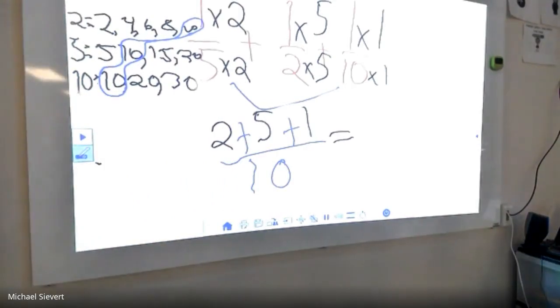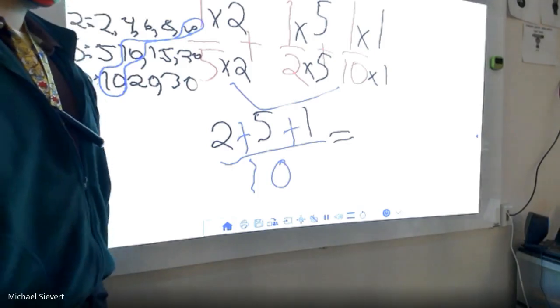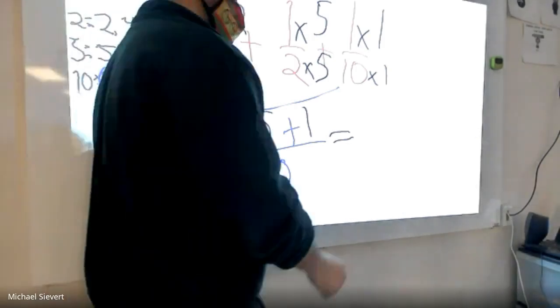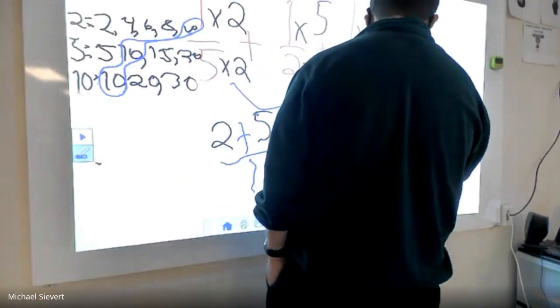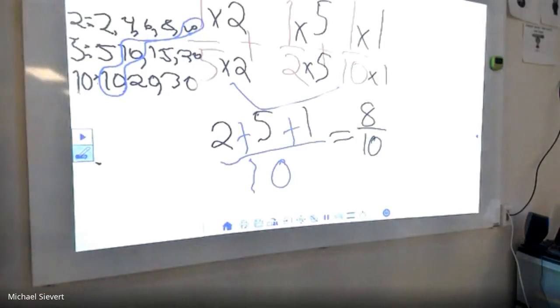And then Naraya, finish us off. 2 plus 5 plus 1 equals 8. You get 8. So Jamarian, does that make sense? Is that a little bit clearer?